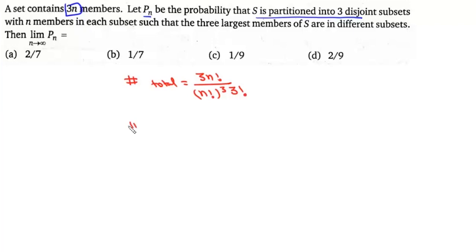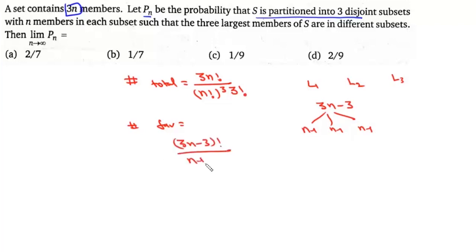Now for favorable cases, we have the 3 largest members of S. Now suppose they are L1, L2 and L3. Now we are left with 3n minus 3 members, which are to be distributed as n minus 1, n minus 1 and n minus 1. Now it can be done in 3n minus 3 factorial upon n minus 1 factorial whole cube, divided by factorial 3.